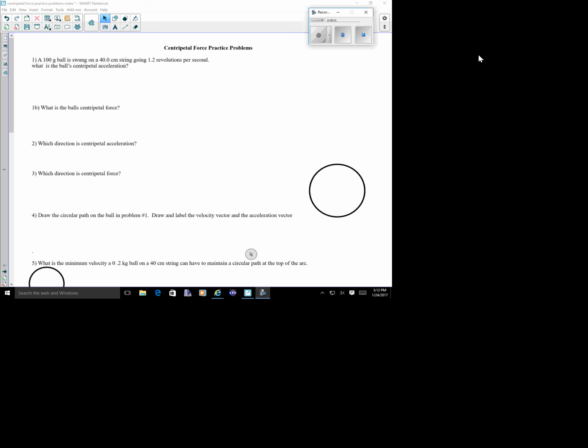Everybody, welcome to the centripetal force practice problems. Make sure you're on the note-taking side, because the centripetal force practice problems have slightly different numbers, and you're going to do those for homework.